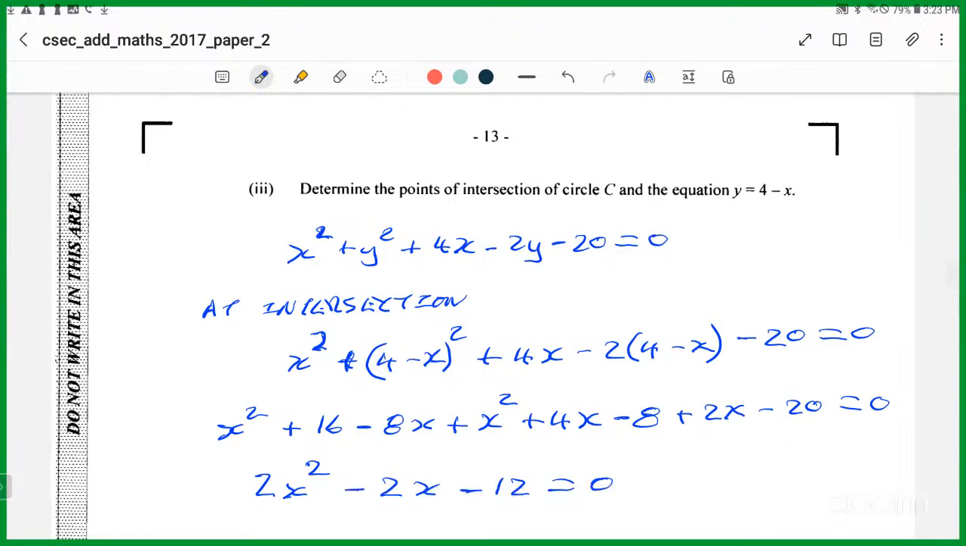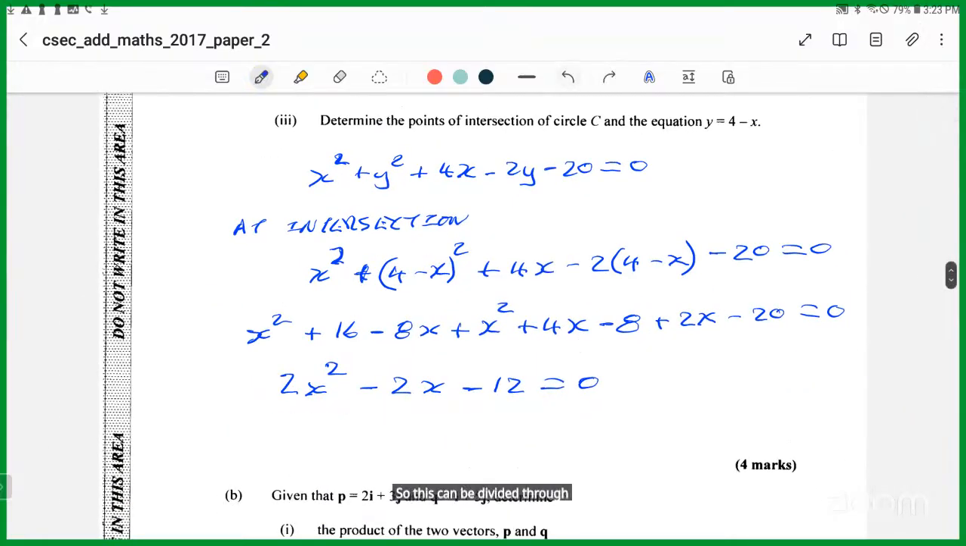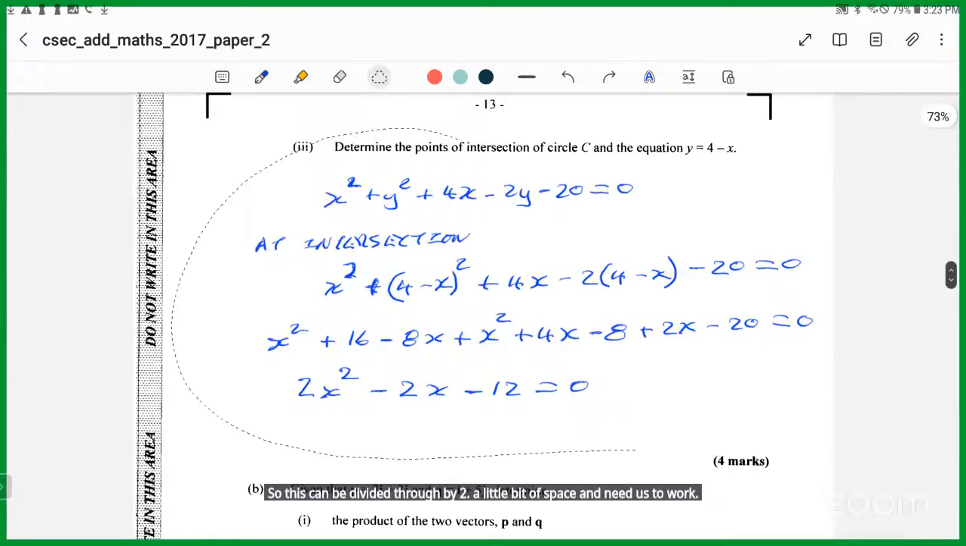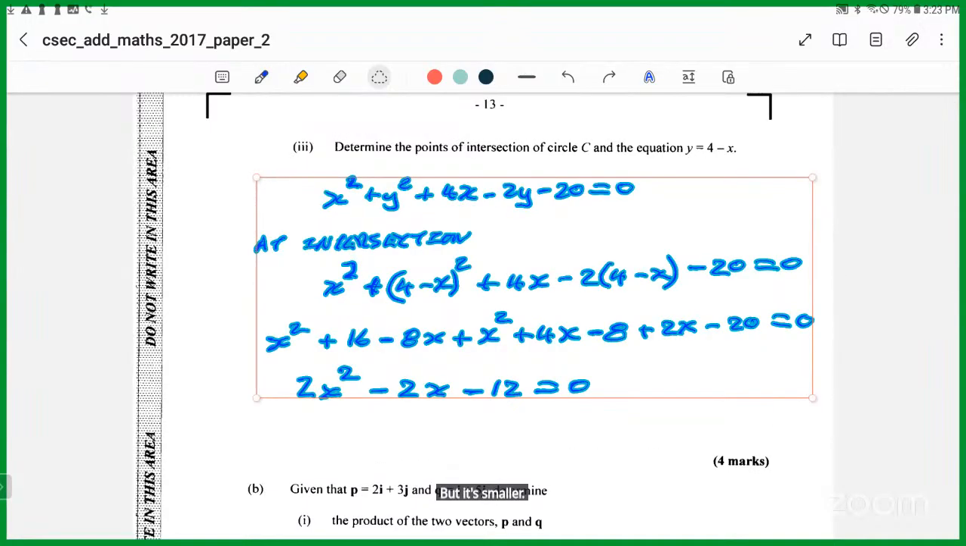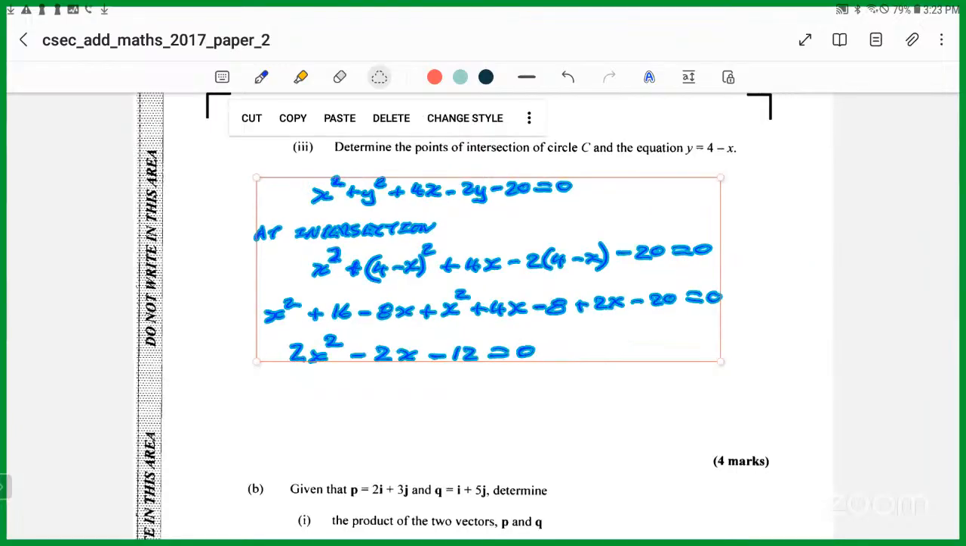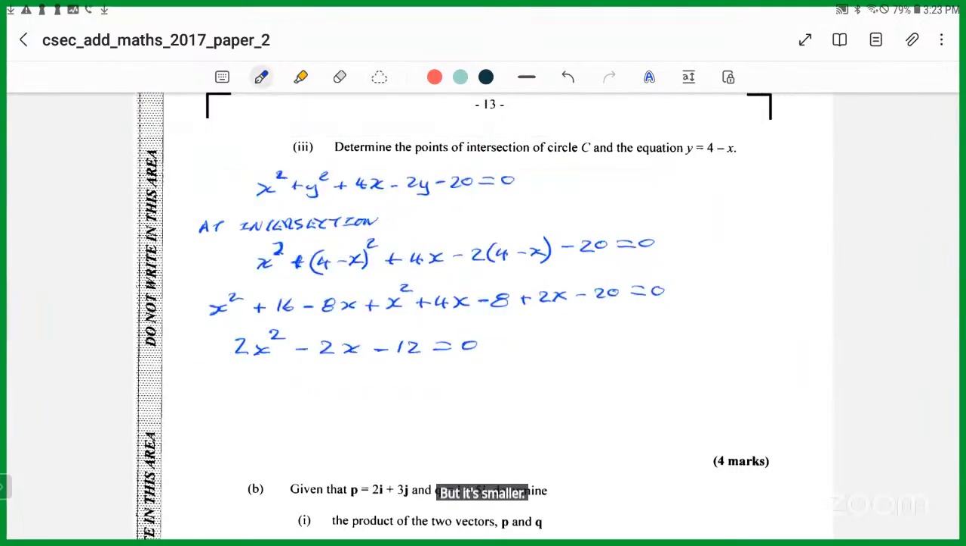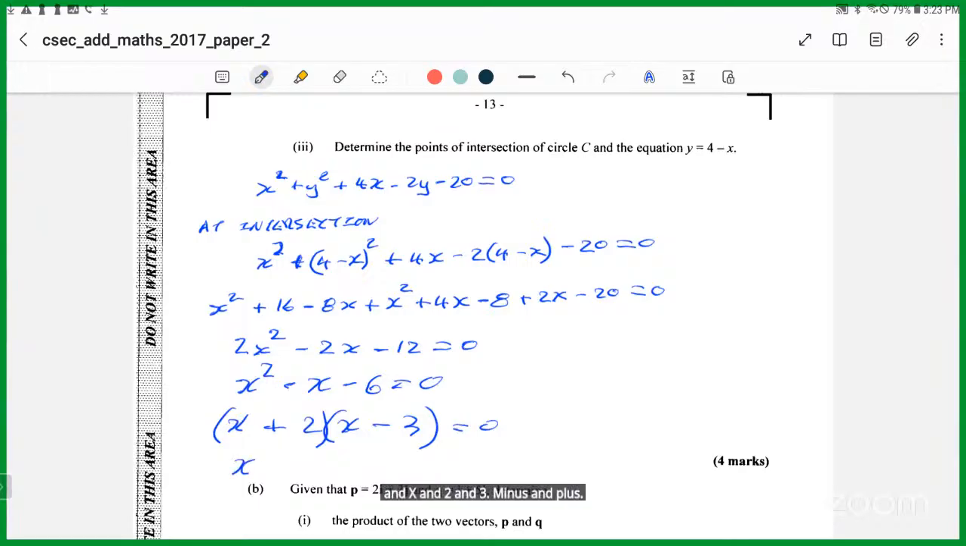Alright, negative 12. Good. So this can be divided through by 2, to give x squared minus x minus 6 equals 0. This factorizes into x and 2 and 3 and minus and plus. So getting x equal minus 2 and x equals 3 at the point of intersection.